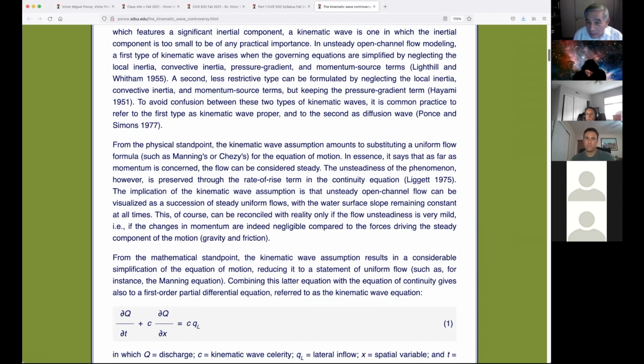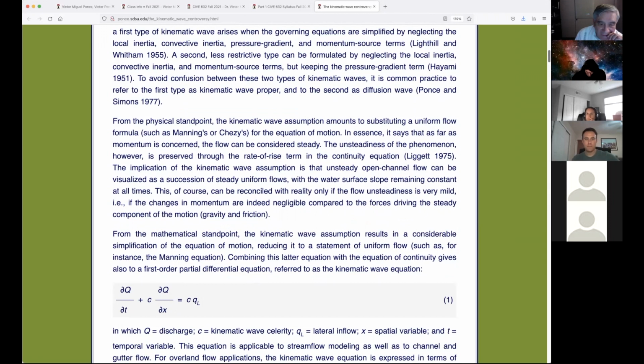So in essence, it says that as far as momentum is concerned, the flow can be steady. The unsteadiness of the phenomenon, however, is preserved through the rate of rise term in the continuity equation. So the formulation is still unsteady, but it is unsteady due to mass, not to momentum. And this is what led Leggett and Whittam to call this wave kinematic, because it was obviously not related to unbalanced forces, and kinematics is not related to unbalanced forces. So the name kinematic stuck after Leggett and Whittam decided to call it that in 1955.